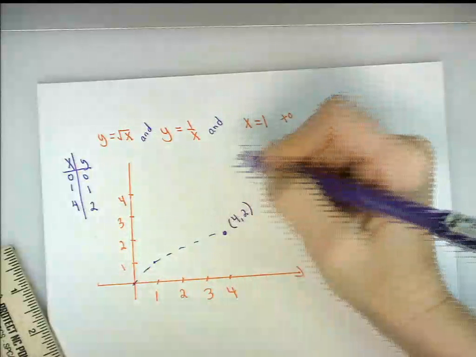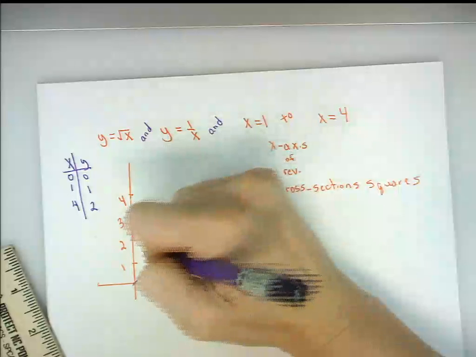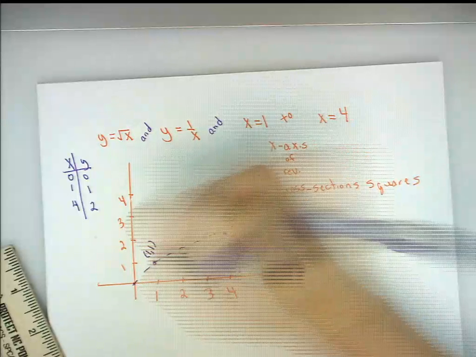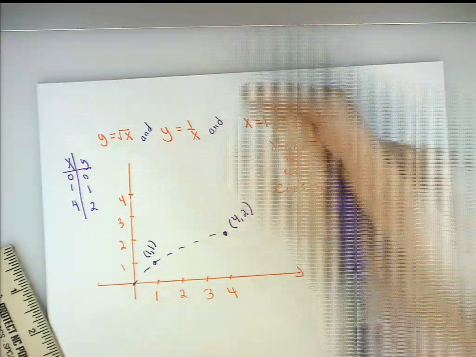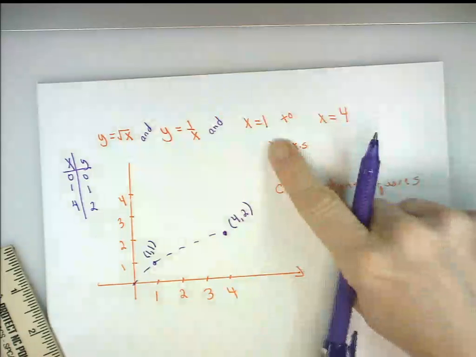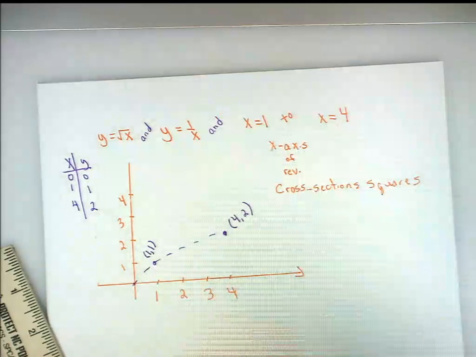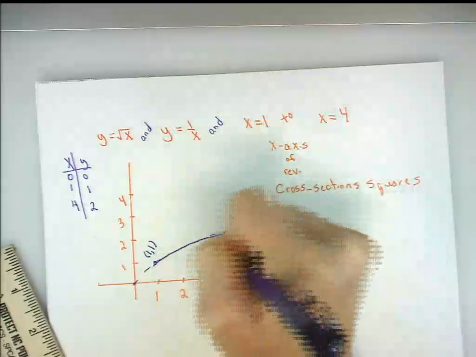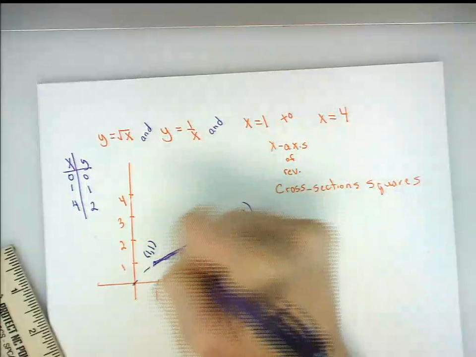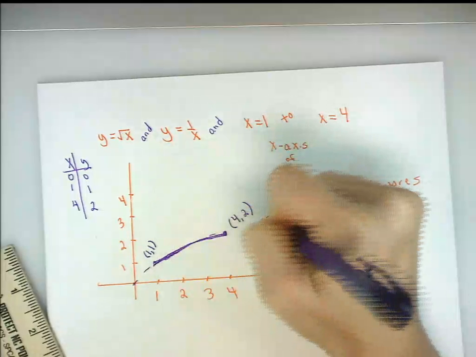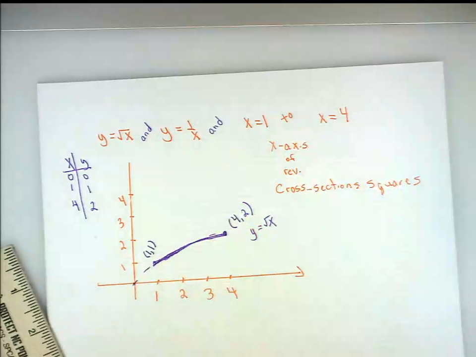I can see from x equals 1, x equals 4, that the point 0, 0 does help me graph the square root of x. And that is y equals the square root of x. And then I'm going to work on y equals 1 over x.